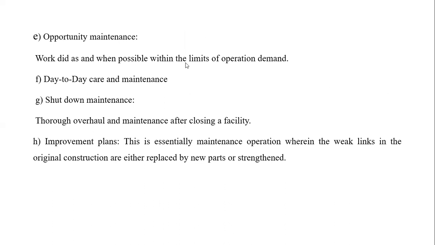And next one is shutdown maintenance. After closing of all the facilities, at that time maintenance is to be carried out. That is called shutdown maintenance. An improvement plan is essentially a maintenance operation where weak links in the original construction are replaced by new parts. So new parts should be changed. That is called improvement plan.